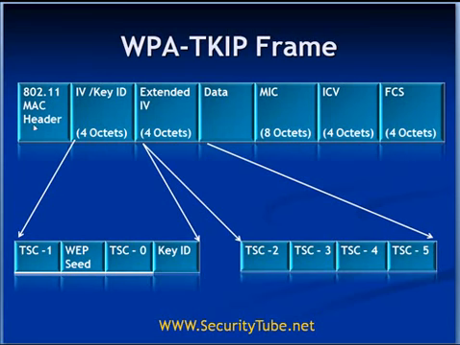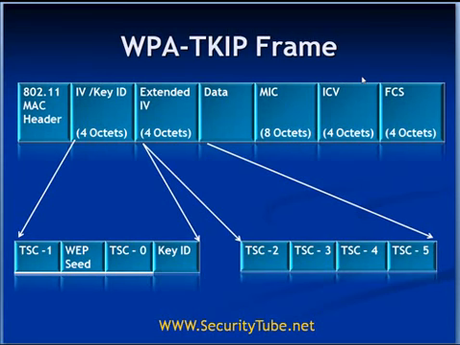So initially it will have an 802.11 MAC header. The MAC header is generally 24 bytes, but if your transmitter and receiver support QoS, the corresponding fields will increase. If it is 11n, then some more fields will be added. Then there will be an IV or key ID, 4 octets. Then an extended IV of another 4 octets. Then the actual data will be present, which will be more than 1 octet, of course. Then the MIC or message integrity check value will be present. It will be 8 octets.